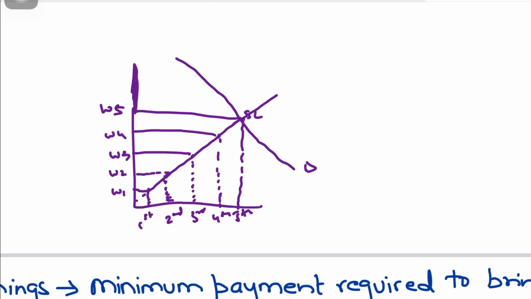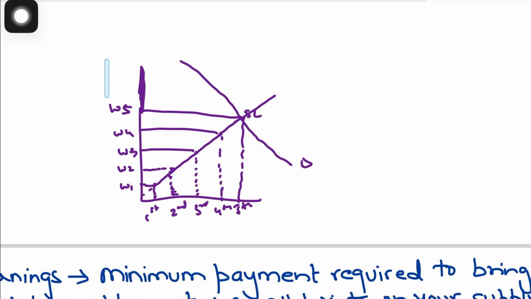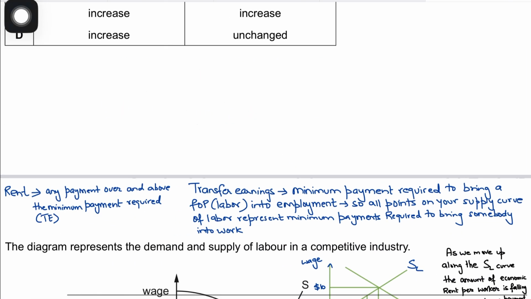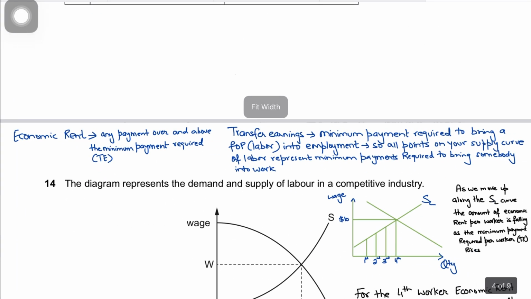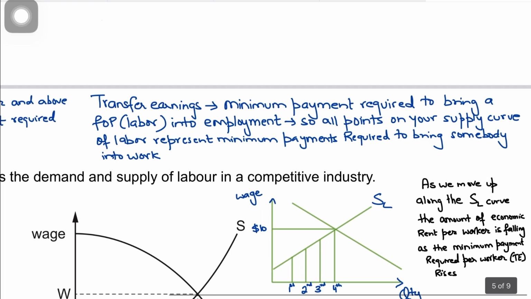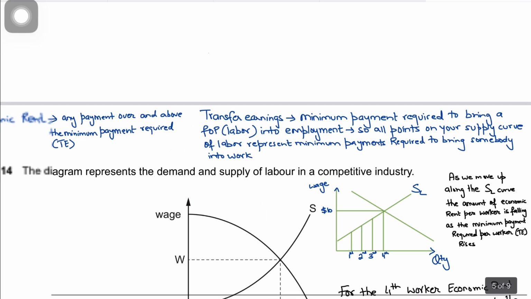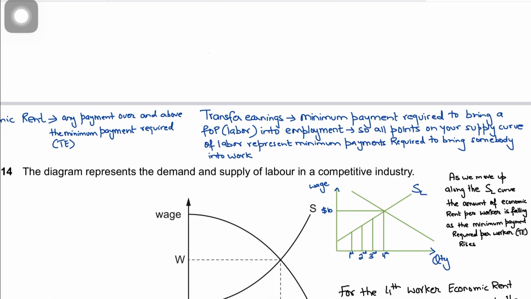Now, this was just a very untidy graph, but anyway. All the points on the labor supply curve represent the minimum payments required to bring somebody into work, which technically means that all points on the supply curve represent transfer earnings for that particular unit.